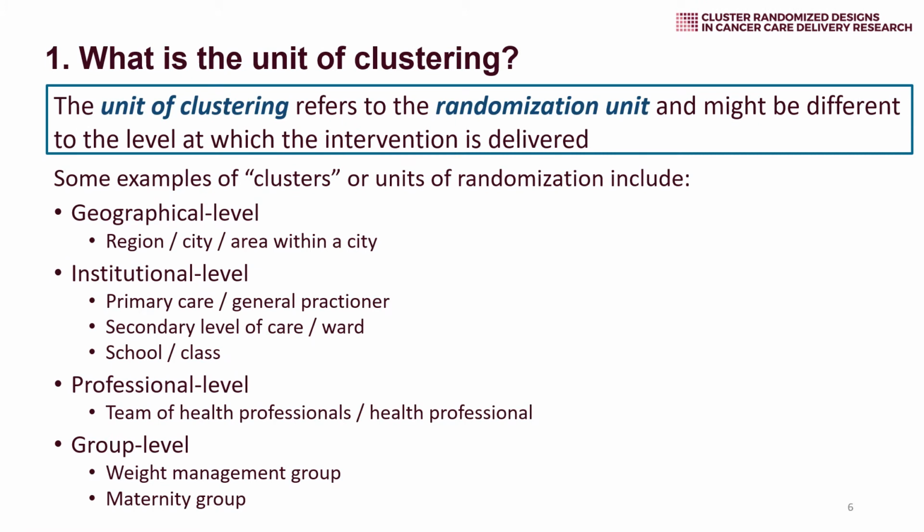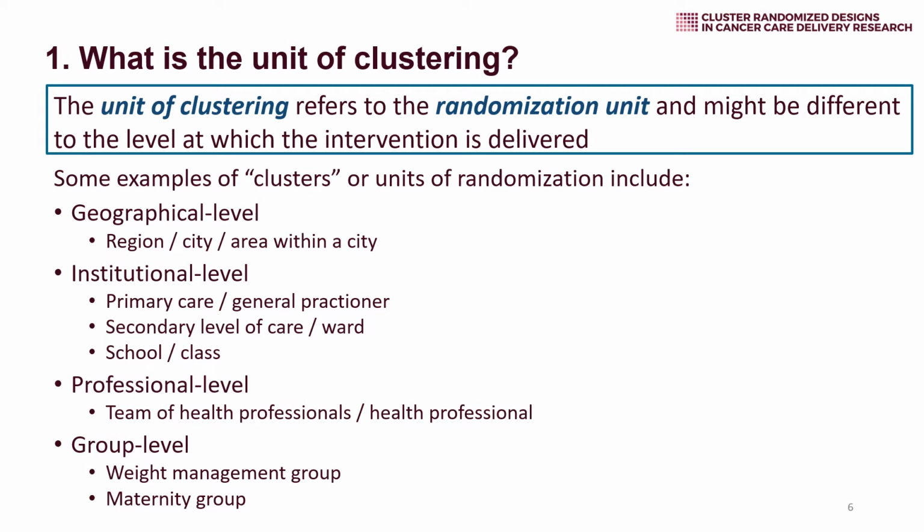Now, of note and of importance is that the unit of clustering refers to the unit of randomization, and this might well be different to the unit at which the intervention is delivered. So some examples of clusters or randomization units include such things as region or city or area when we're randomizing at the level of the geographical area. Other examples include such things as primary care or the general practice, secondary level of care or ward, school or class, if we're randomizing institutions.